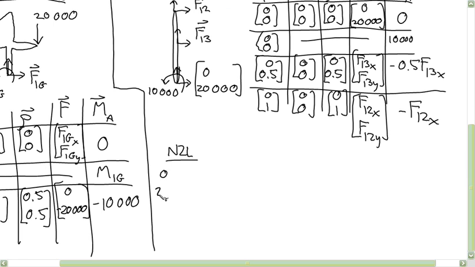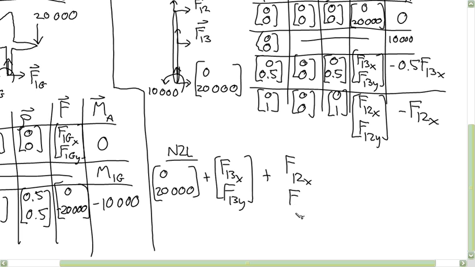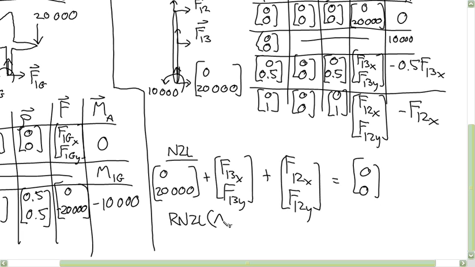Newton's second law says 0, 20,000 plus F13x, F13y, plus F12x, F12y is equal to 0. And the moment equation says 10,000 minus 0.5 F13x minus F12x is equal to 0.